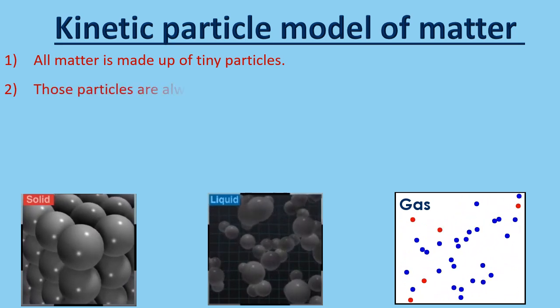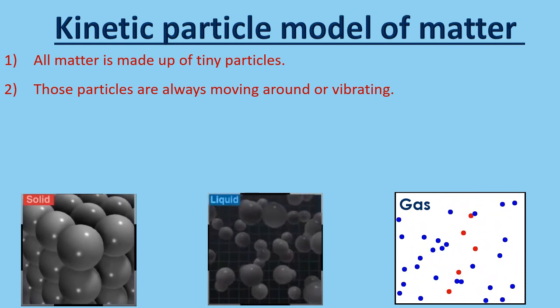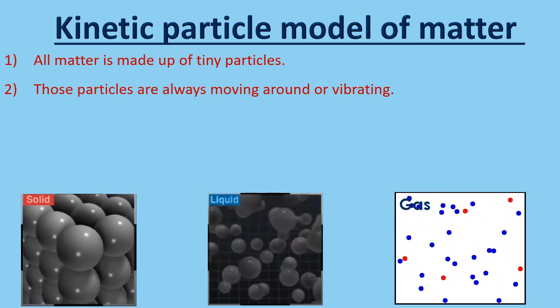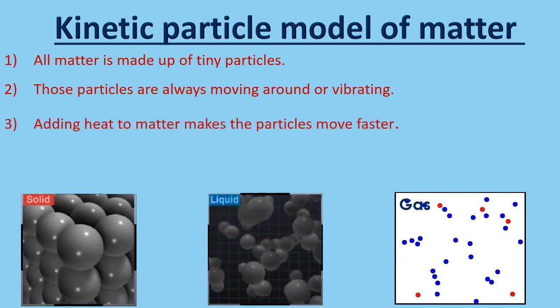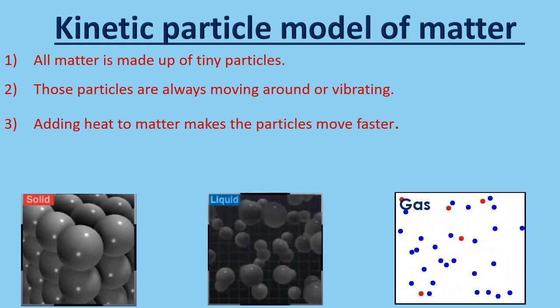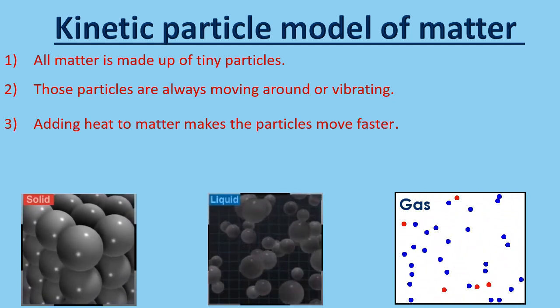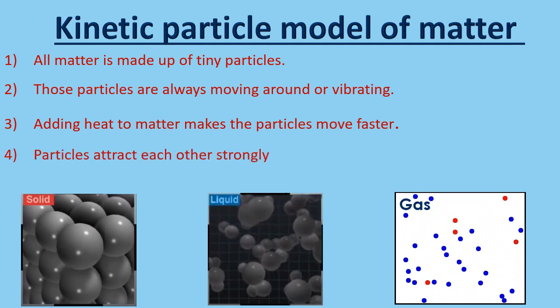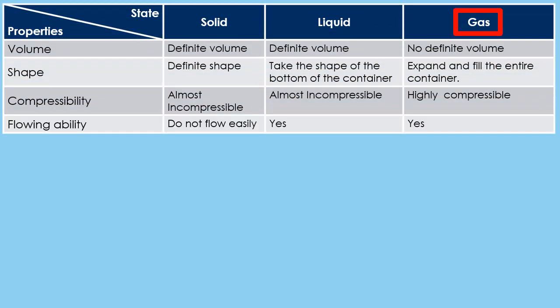Second, those particles are always moving around or vibrating. Even the coldest object in the cosmos has particles that vibrate by a little amount. Particles just cannot stand motionless. Third, adding heat to matter makes the particles move faster. When the temperature of an object rises, the particles inside it simply move faster. When the temperature decreases, the particles slow down but never stop moving. And finally, the particles attract each other strongly when they are close, but the attractions weaken if they move further apart.